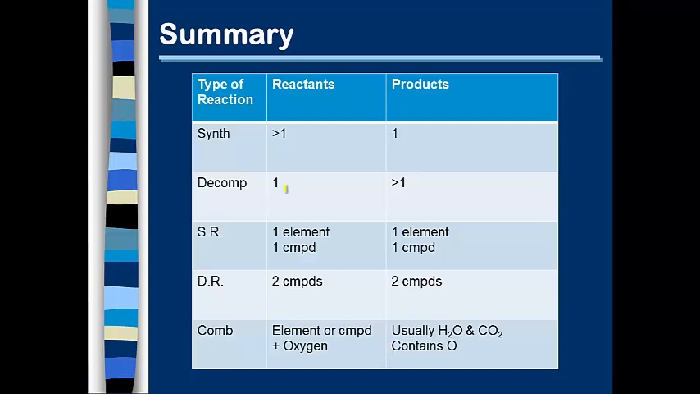Okay, here's a summary chart. This is kind of what I was talking about, where it's a nice summary of figuring out what type of reaction you're dealing with, just looking at the number of reactants and the number of products. Synthesis, you always end up with only one product. Decomp is kind of the opposite: you have one reactant, you split it into lots of products. Single replacement, you have an element and a compound on both sides of the reaction. Double replacement, you have two compounds on both sides of the reaction. And then the big kicker for combustion is oxygen.